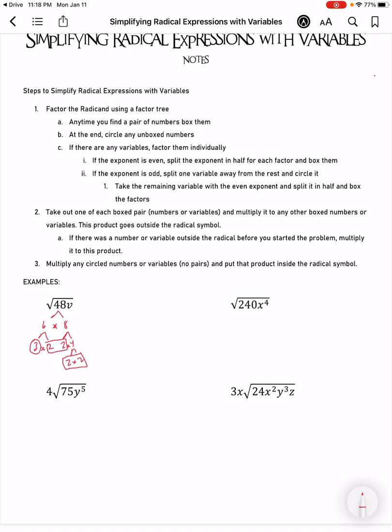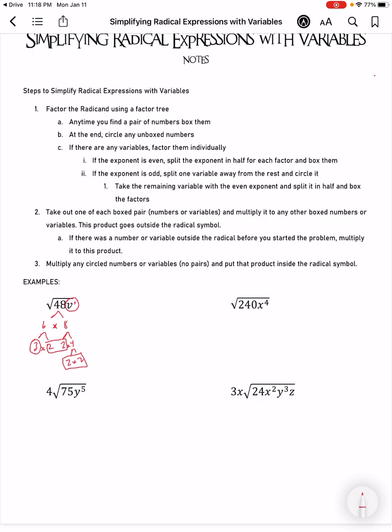All right, now when it comes to letters, with the variables, we're going to look at the exponent. The exponent on v is really v to the first power. So we're going to look at part 2 where it says if the exponent is odd, we're going to split one of those away. Now in this case, there's only one, so there's nothing to split. So what we would do here is simply circle the letter v.